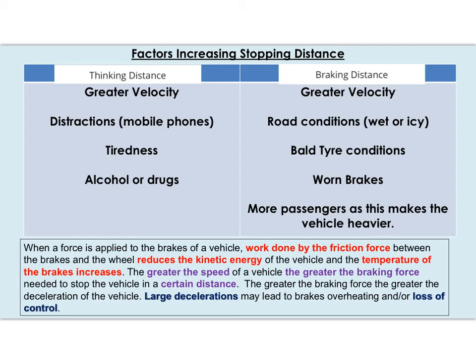The next thing we need to look at is what actually happens when you apply the brakes. When a force is applied to the brakes of a vehicle, work is done by the friction force between the brakes and the wheel. That reduces the kinetic energy of the vehicle, and the temperature of the brakes will increase. The greater the speed of a vehicle, the greater the braking force needed to stop the vehicle in a certain distance. The greater the braking force, the greater the deceleration of the vehicle, and large decelerations may lead to brakes overheating and or loss of control.